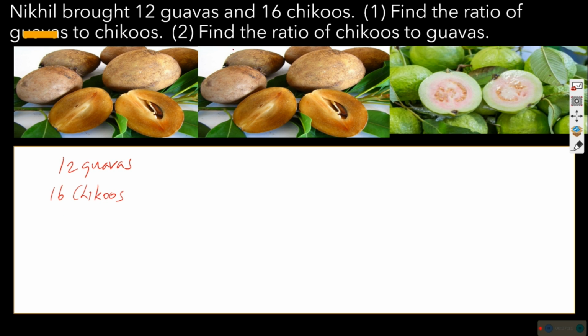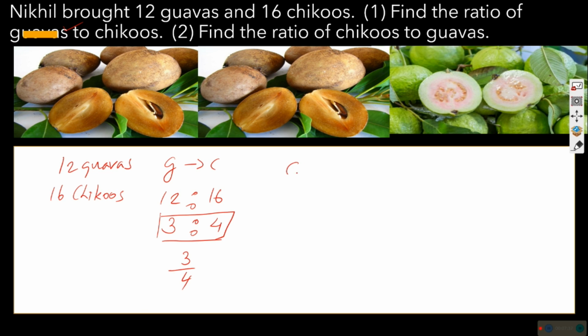So the question is, find the ratio of guavas to chikoos. Guavas to chikoo. So guava का पहले लिखना पड़ेगा, 12 and 16. Is there any common divisor for this? Yes. You can divide both with 4. This will become 3, 4 3s are 12. 3:4 is a simple ratio of guavas to chikoos, or proportion, and the ratio is 3/4.